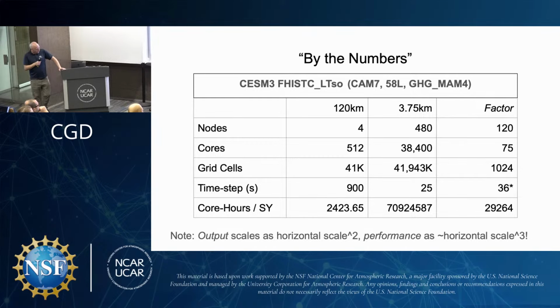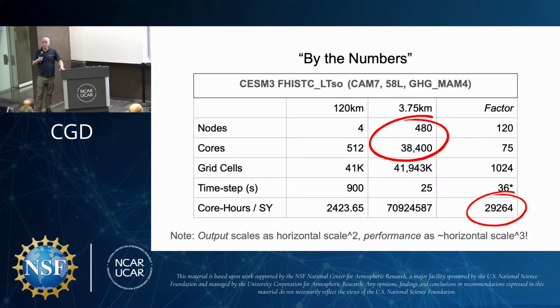So when you look at the core hours, it's 2,400 for a model year with the 1 degree, and it's 71 million, which at first is, again, staggering. But then you look at the math, and you're like, okay, well, we have 1,000 times the grid cells and 36 times the time steps. It should be 36,000 times. So this is actually quite impressive. We're actually doing better than you would expect from a linear extrapolation. It's still horrendously expensive, and I still want a bigger supercomputer to do these things on. But this is really pretty impressive.